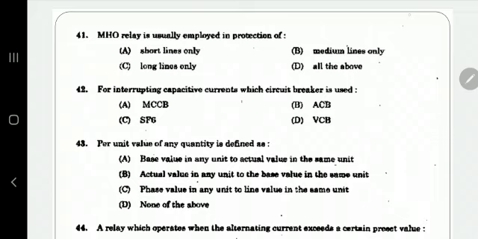Question number 42 remains cancelled for PSC. Let's move on to the next question, 43.